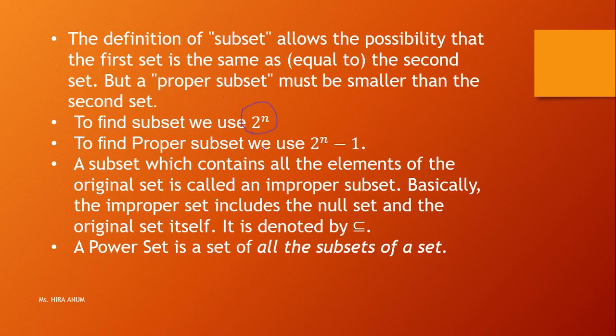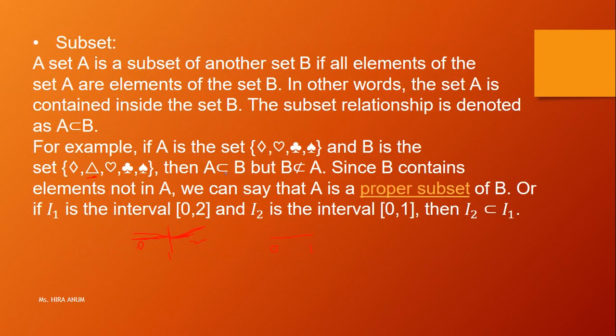Find the proper subsets. Proper subsets are those in which one set has fewer elements, like this. This is a proper subset. B has the greater number of elements and A has fewer. In B we have 5 elements and in A we have 4 elements. Then A is a proper subset of B.